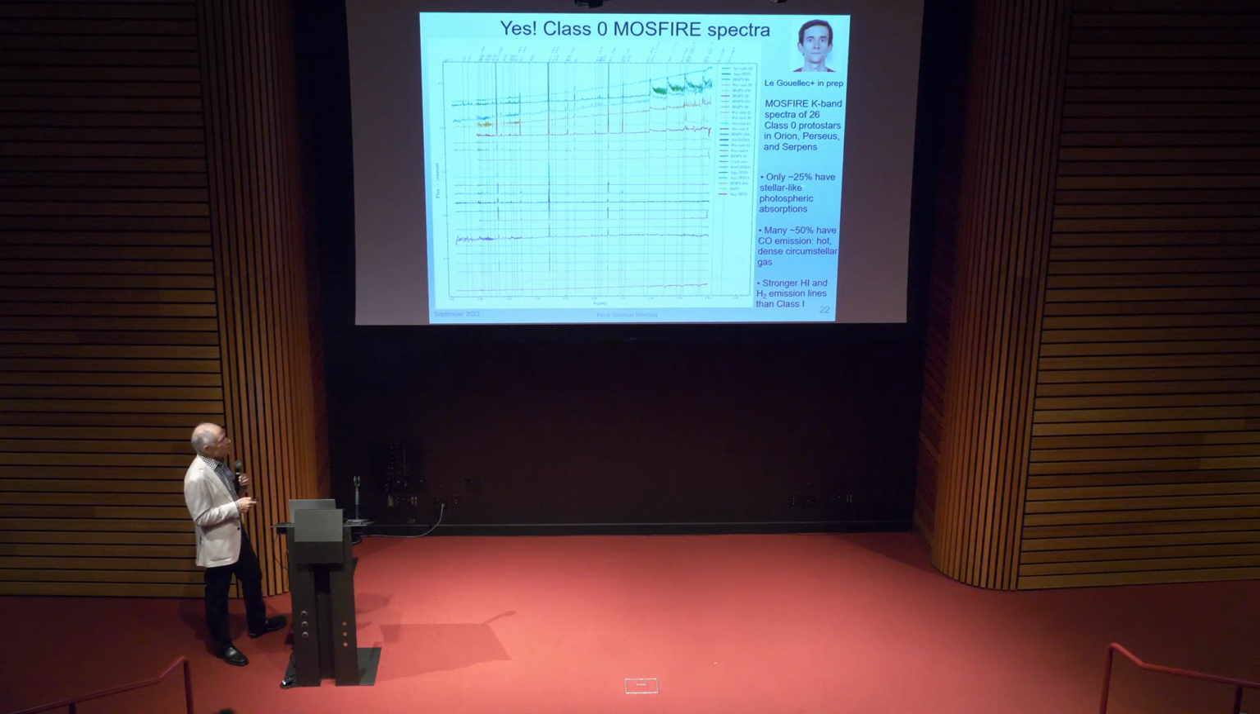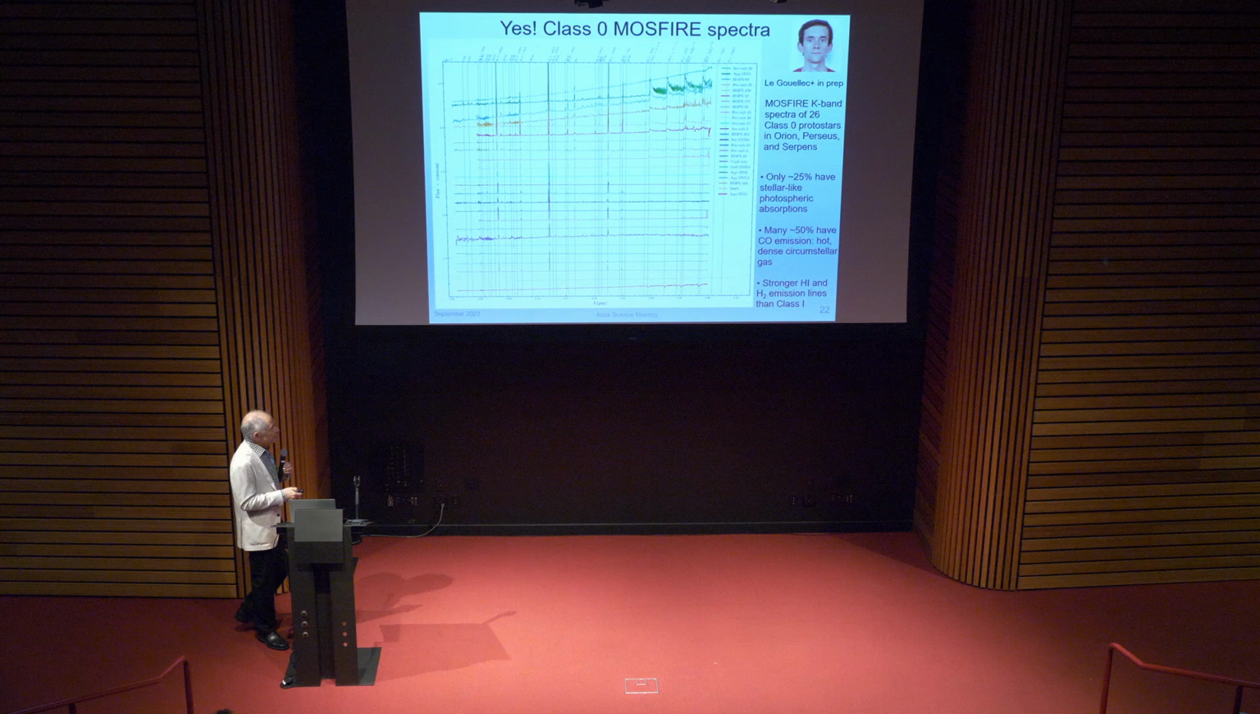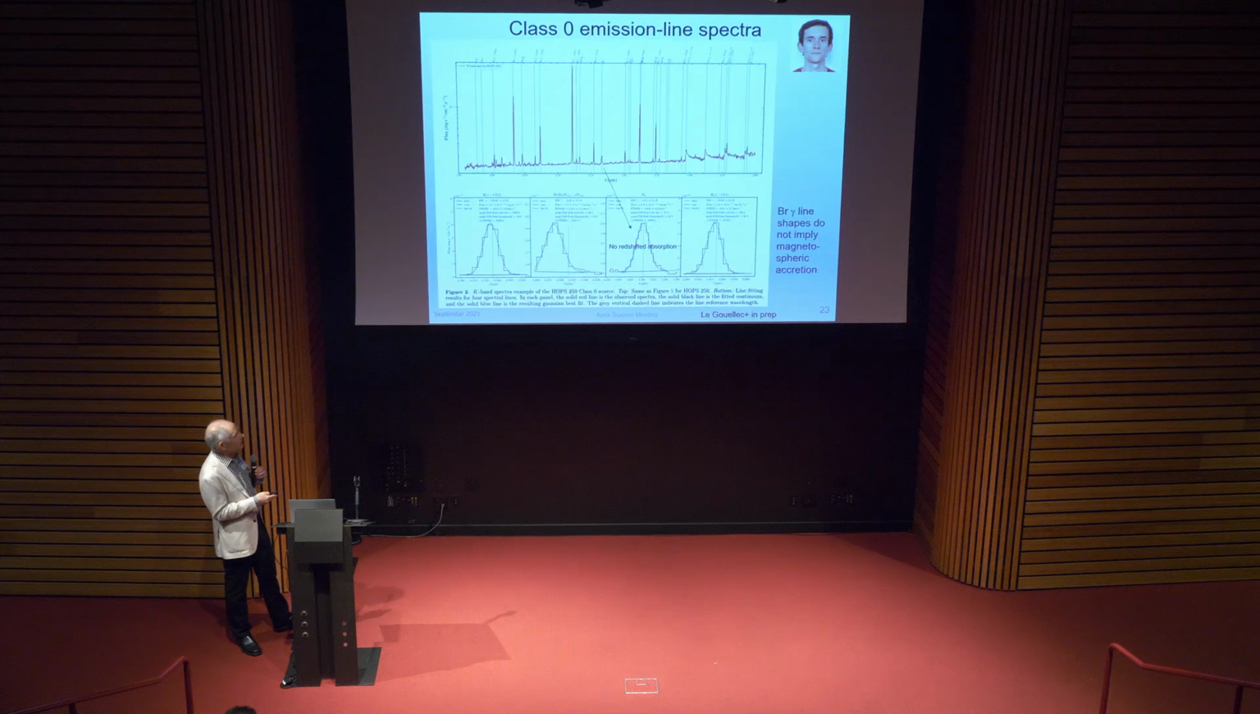Only about 25% have these absorption lines where you could see the pre-main sequence star, versus something like 80% in the class ones. You see this big feature there? There are these big emission features in carbon monoxide. About half of them have this, which is very different from the class ones, where only about 10 or 15% have these. That's indicative of very dense gas, like 10 to the 9th particles per cubic centimeter, at temperatures of about 3,000 or 4,000 Kelvin. There are also stronger hydrogen and H2 emission lines than in the class ones.